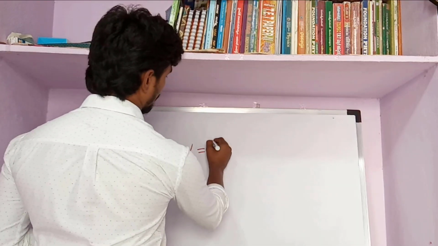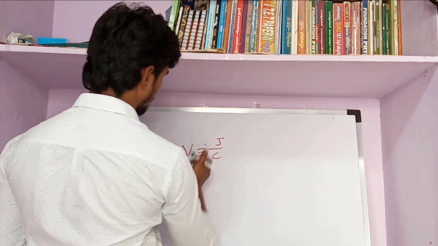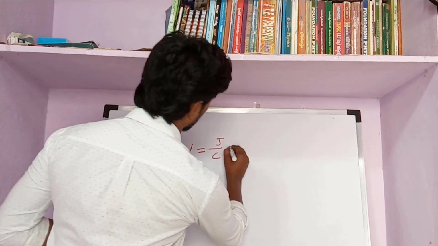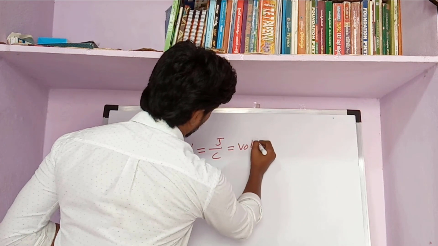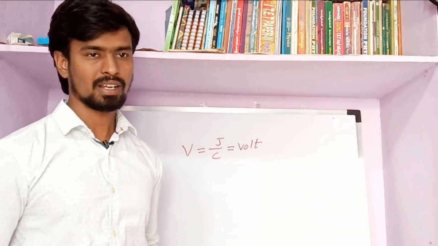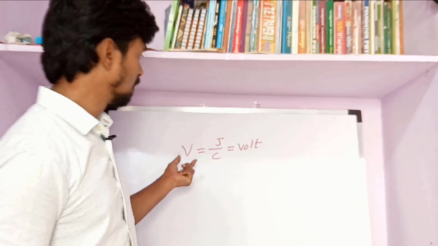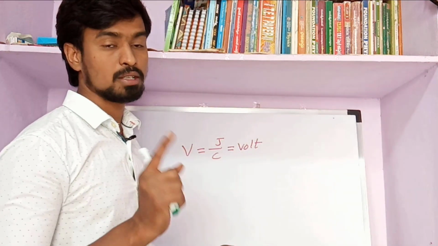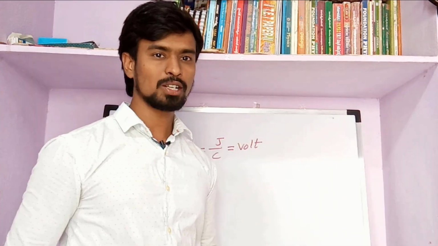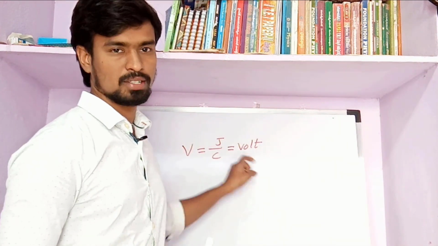1 joule per coulomb is equal to 1 volt. That means 1 volt is when 1 joule of work is done to move 1 coulomb of charge from one point to another point.